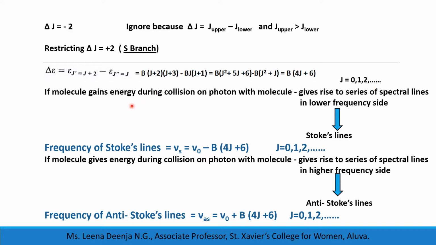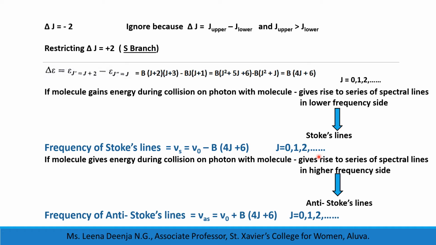If the molecule gains energy during the collision with the photon, then we get a series of lines on the lower frequency side. Such lines we call Stokes lines. So the frequency of Stokes lines will be nu S equal to the incident frequency, that is the frequency of the photon, nu 0, minus the frequency change. Here this energy change in centimeter raised to minus 1 is actually the frequency. So we can write it as minus B into (4J plus 6). Here our J value is 0, 1, 2, 3, etc.